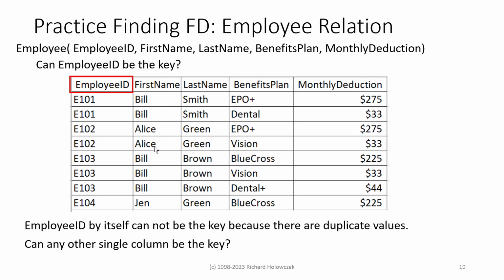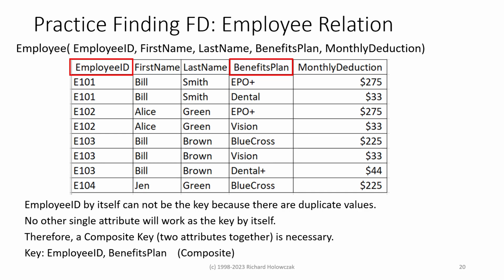Could first name act like the key? No, I see duplicates there. Could last name act like a key? I don't think so. Benefits plan, I see benefits plan repeating. Monthly deduction, I see some duplication there as well. So the conclusion here is I don't think any single attribute is going to be able to act like the key. And if one attribute won't do it, then we're going to have to try to stick it together with another attribute. That other attribute will be benefits plan. If we stick the 2 together, employee ID and benefits plan, we can uniquely identify exactly one row or tuple.